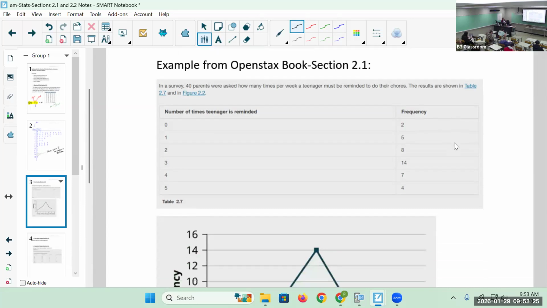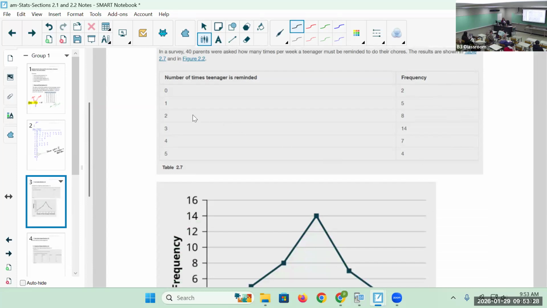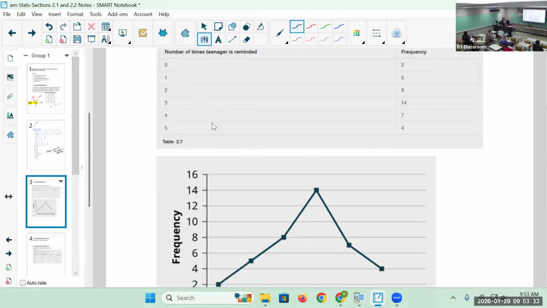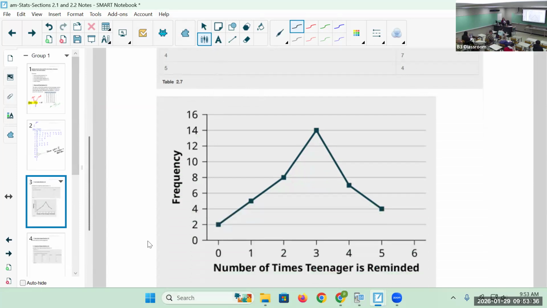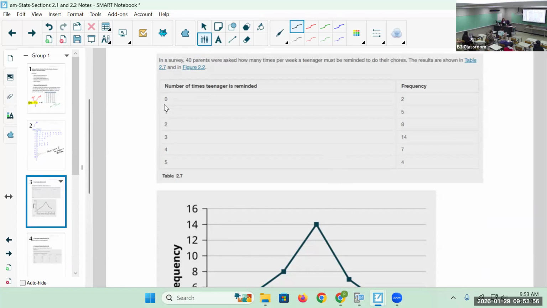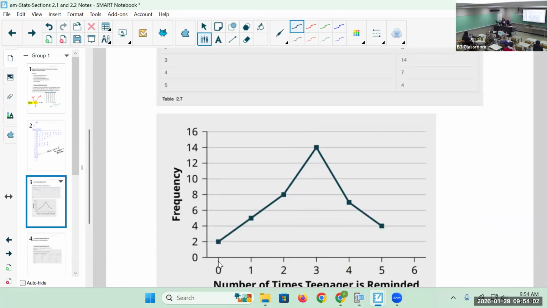So now, when you graph that, it's still a frequency, it's not a class per se. The number of times a teenager is reminded will still be on the x-axis, but it's not a class like we did with histograms. It's just the number of times you have to remind a teenager to do their chores. Then on the vertical axis, still the frequency. And if you notice, 0 reminders, the frequency is 2.